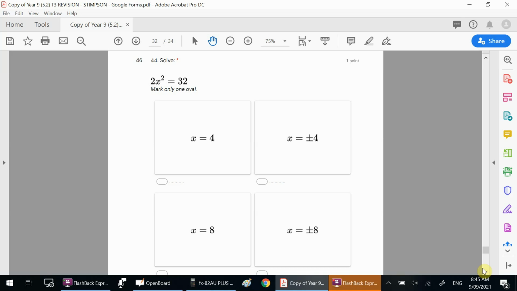Be careful with these ones because there are 2 solutions when you've got this x squared. So I'm going to divide by 2 first. Divide by 2. X squared is 16. Well, as I said, there's 2 solutions. X can be 4, because 4 times 4 is 16. But it can also be minus 4, because minus 4 times minus 4 is also 16. So it's plus and minus 4.